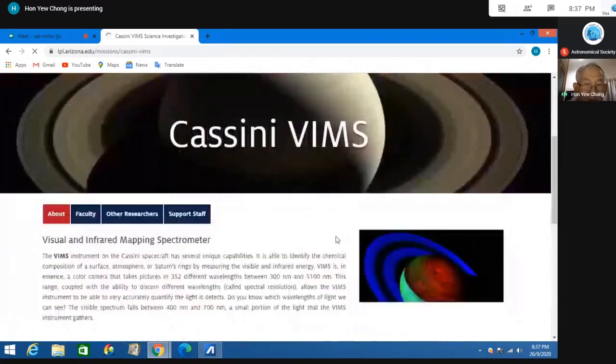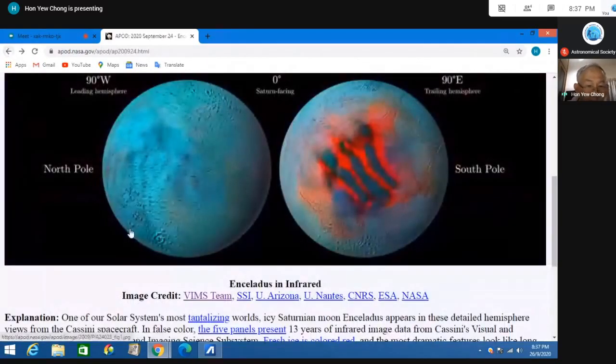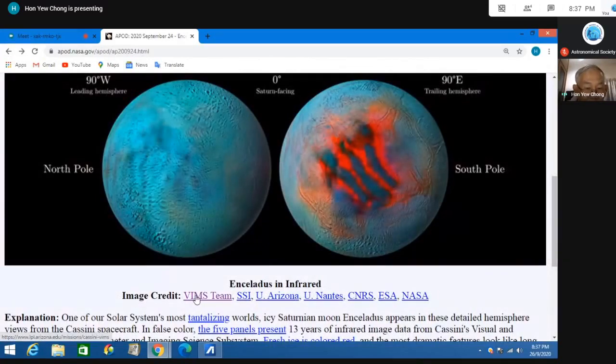Okay, so this is taken from the Cassini mission. It's a telescope that captures infrared light, a special instrument inside Cassini. And of course, this involves the University of Arizona in America, the University of Nantes in France, and CNRS. CNRS is a national research organization in France. I got my PhD from there also. And then ESA, the European Space Agency, and NASA. So basically, it's a joint venture between NASA, ESA, the Americans, the Europeans, and the French.